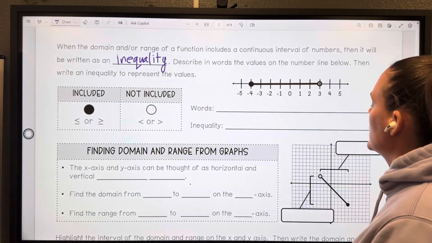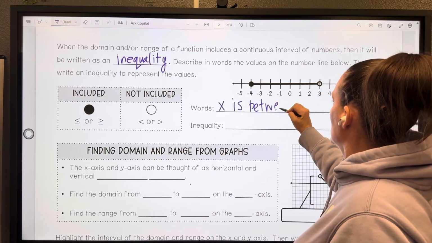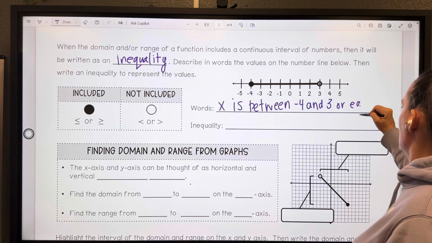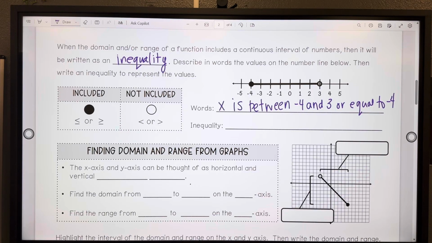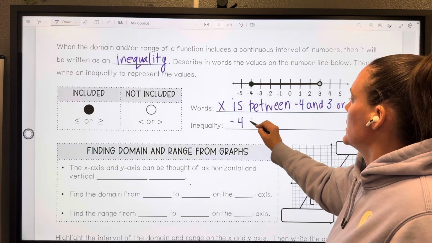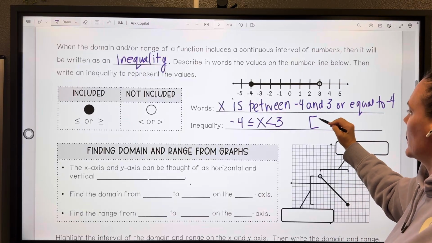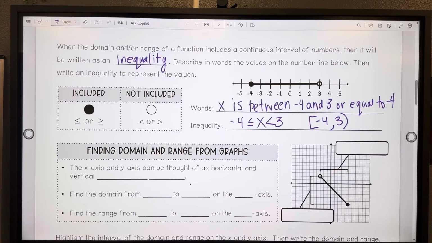All right, so x is, we have to include the -4 because it's colored in. So x is between -4 and 3, or it's equal to -4. And we're gonna write everything both ways we know how to write it. So this would be -4 is less than or equal to x is less than 3. Or on the left we have a square bracket, -4. On the right we have a curved bracket on 3. I want both.